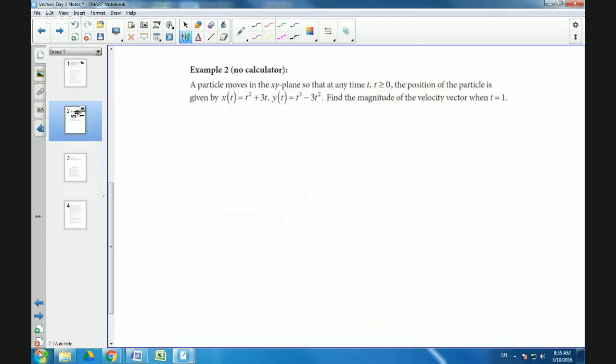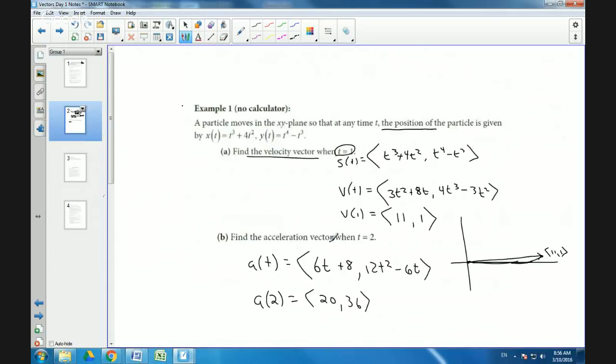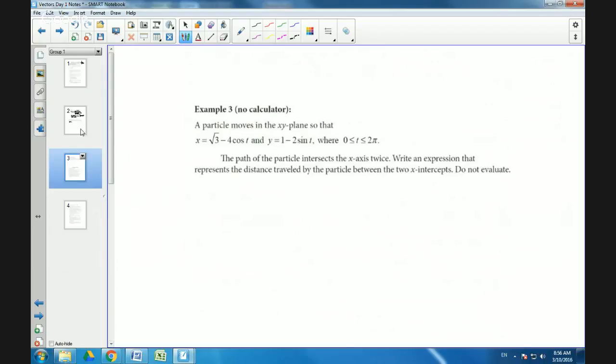Okay, a particle moves in the xy plane, so at any time t greater than or equal to 0, the position of the particle is given by these two parametric equations. Find the magnitude of the velocity vector at t equals one. Does that mean you do the same thing we did in A, but then you find the length of it? Yeah. So we're going to get the square root of 122. We get this number and apply the Pythagorean theorem. Since that's 11 squared plus one, that would be the square root of 122.